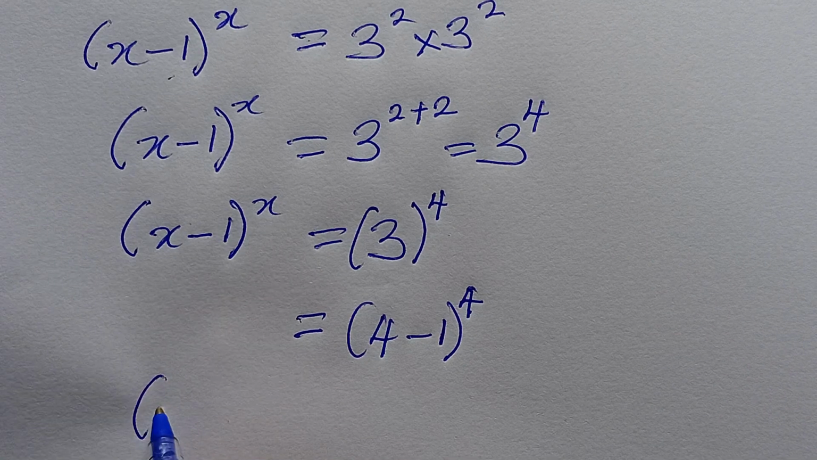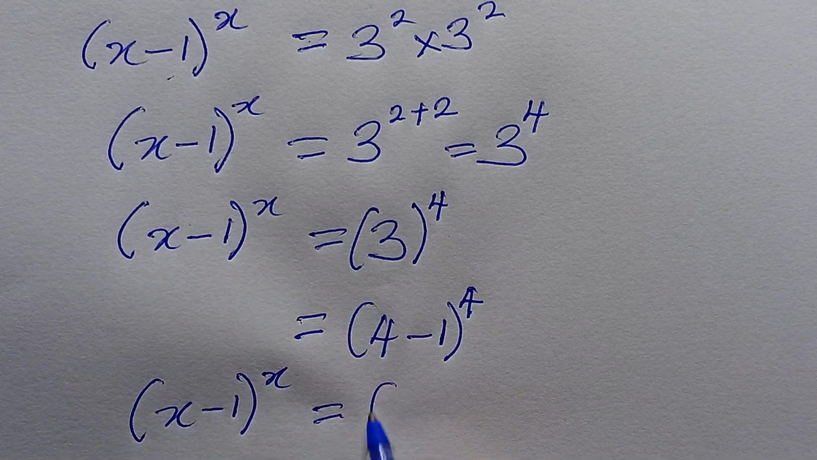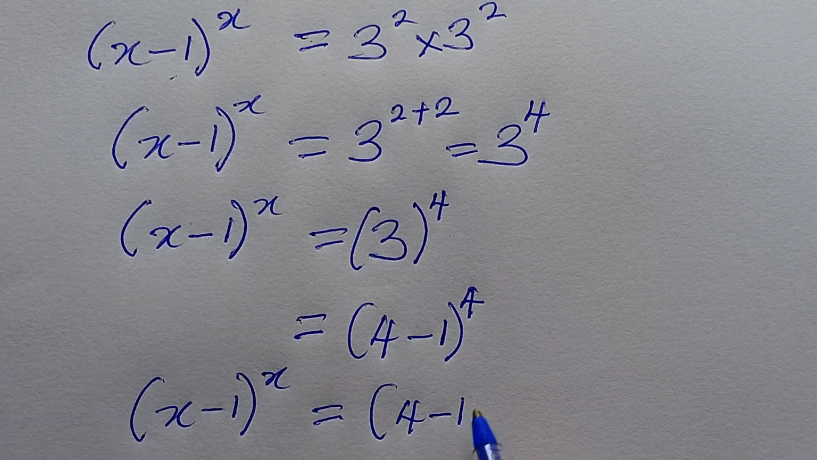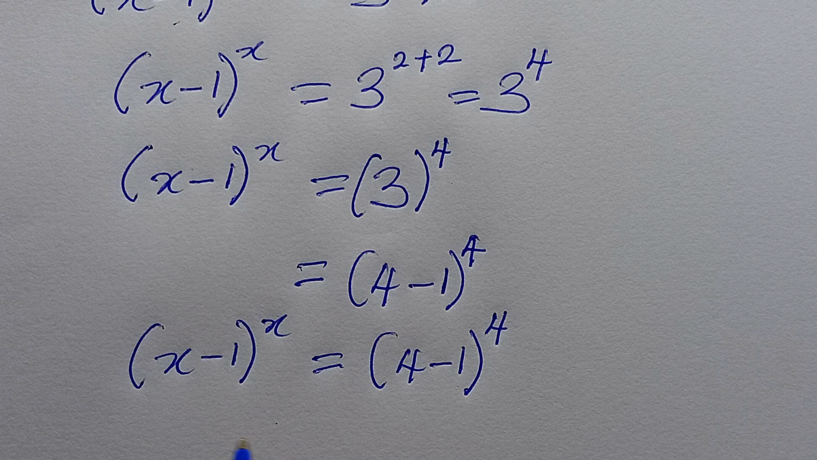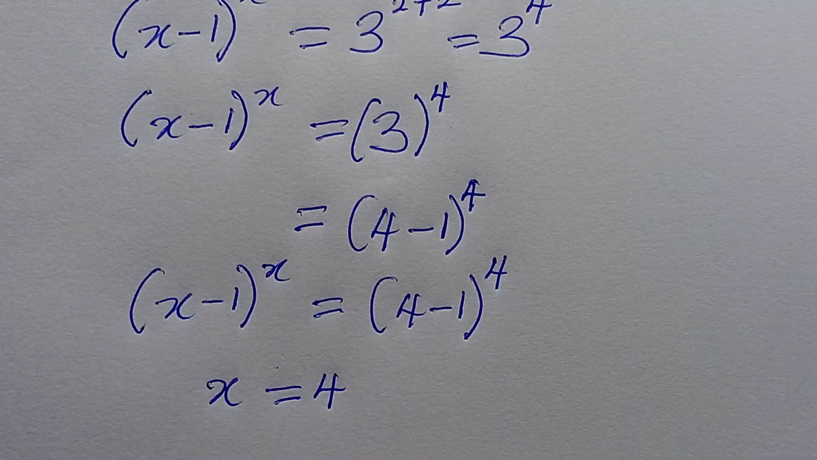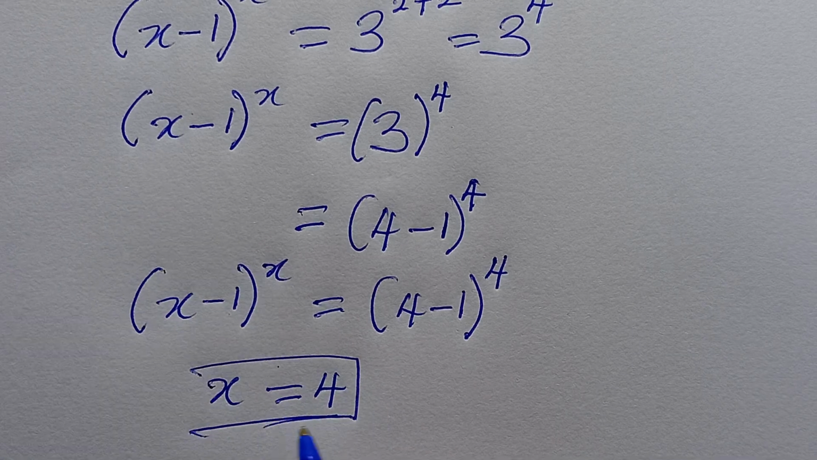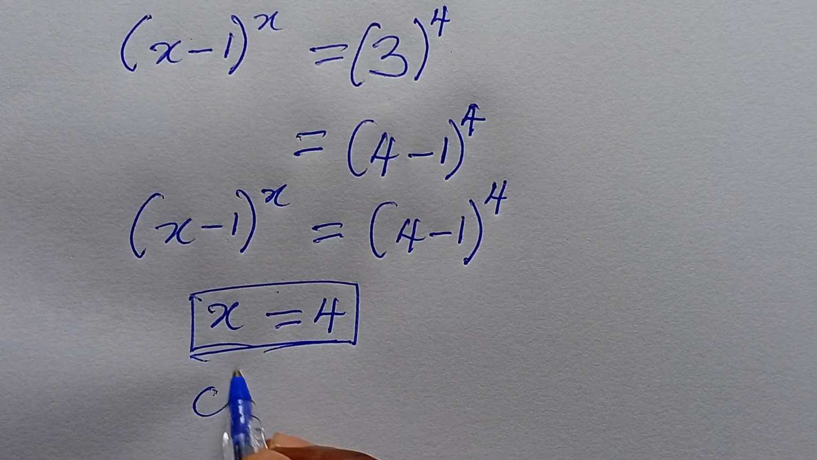So we have (x − 1)^x equal to (4 − 1)^4. So what does that imply? It means that x is equal to 4. So if x is equal to 4, let's do a simple verification. Let's take a check here.